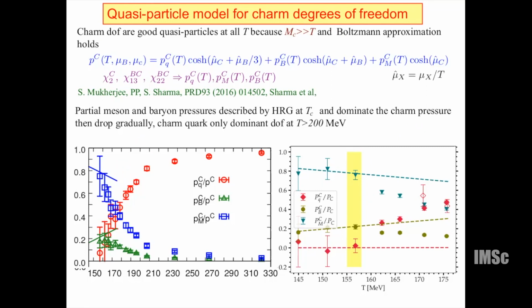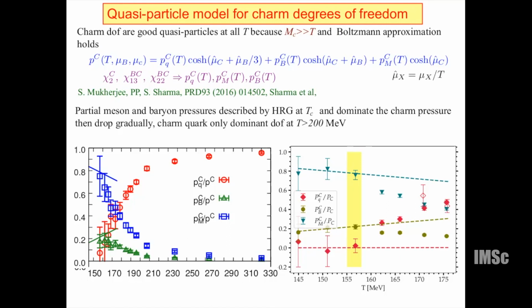So let's add the charm degrees of freedom. We write the pressure of charm degrees of freedom in this form, where you have charm mesons, charm baryons, and charm quarks. And from this form of the pressure, which only relies on the Boltzmann approximation, you could calculate these different quantities like charm fluctuation and baryon charm correlations of different sorts. So if you have 3 input quantities, in principle you could extract the partial pressures of charm quarks, charm baryons, and charm mesons. And that's what we did.